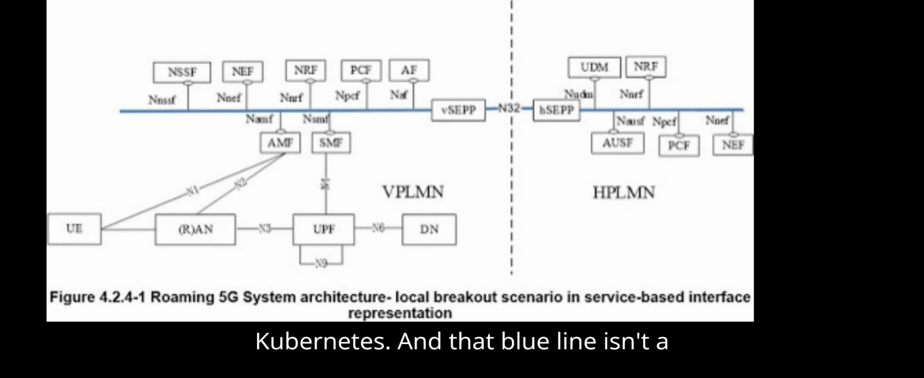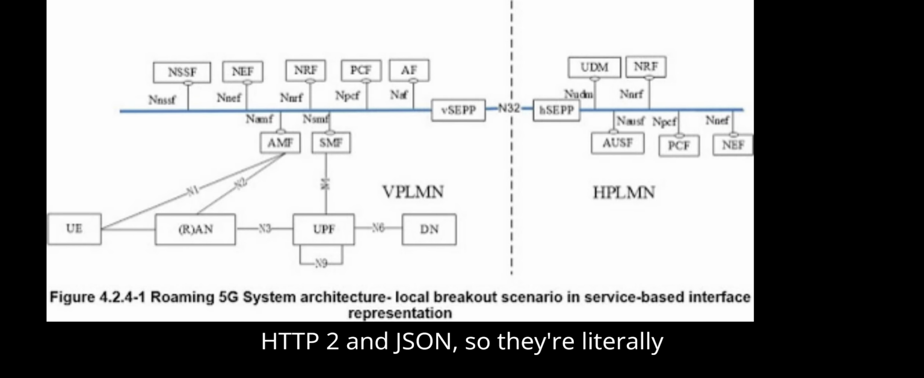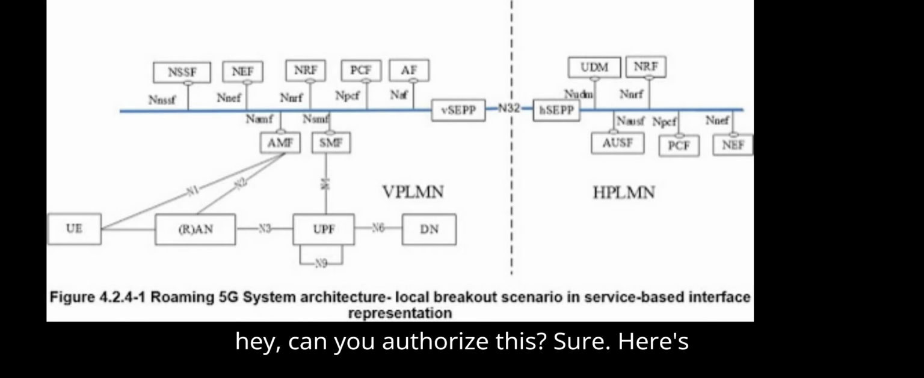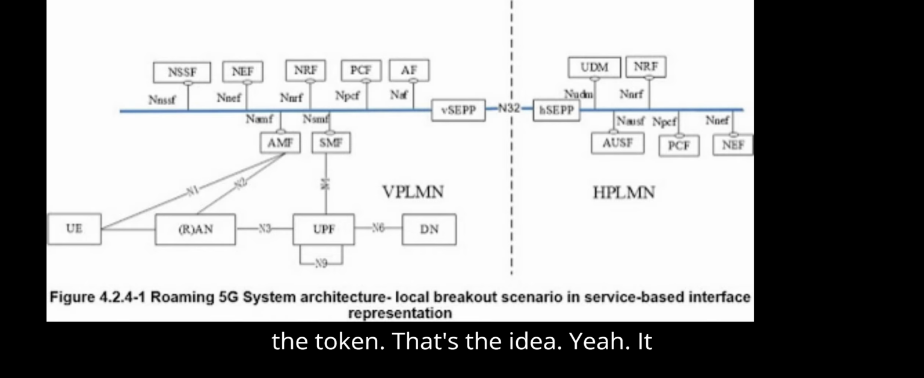And that blue line isn't a wire, it's an API bus. These services are talking to each other using things like HTTP2 and JSON. So they're literally sending web requests to each other like, hey, can you authorize this? Sure, here's the token. That's the idea, yeah. It makes the network incredibly flexible.